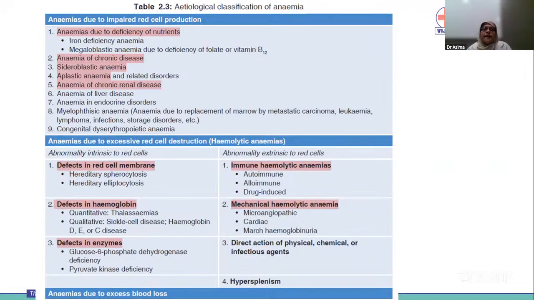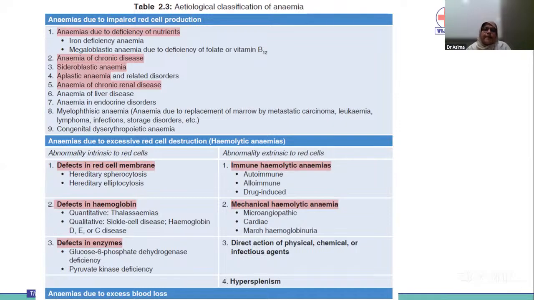Now we go to the extrinsic problems of the red cells. The common is the immune hemolytic anemias. The causes may be autoimmune, alloimmune, or drug-induced. Generally, autoimmune hemolytic anemia may be warm type and also cold type. In warm type, mostly IgG type, whereas the cold agglutinin is mostly IgM type. And whenever there is exposure to cold, we see the agglutination of RBCs.